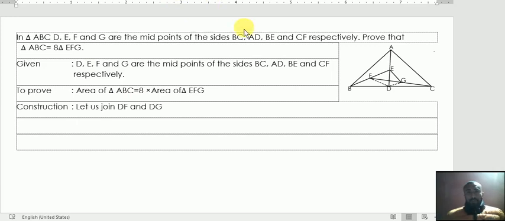So here we need to do some construction work. We are joining D and F and D and G. So this is our construction. Now let's move on to the proof.